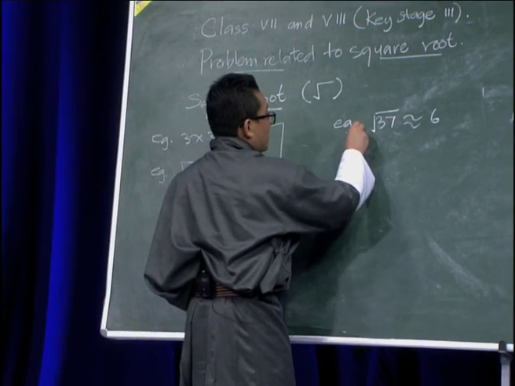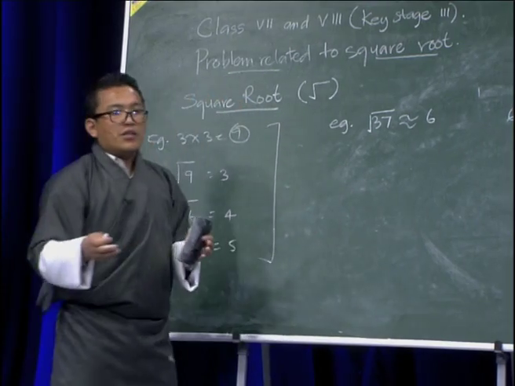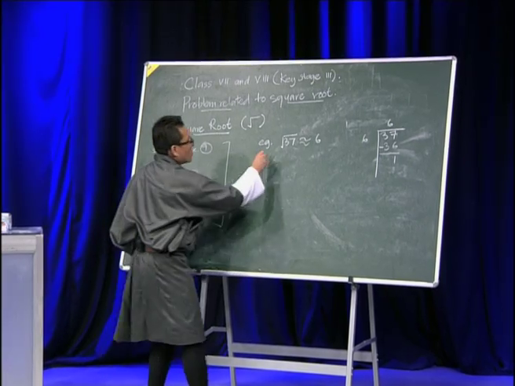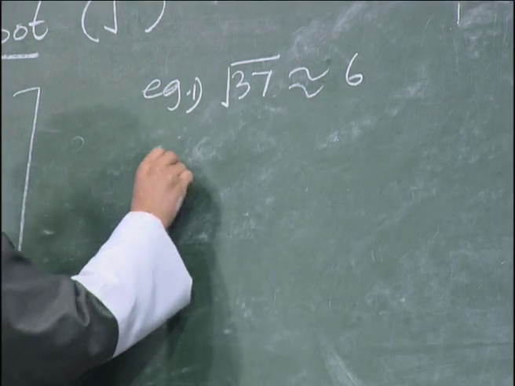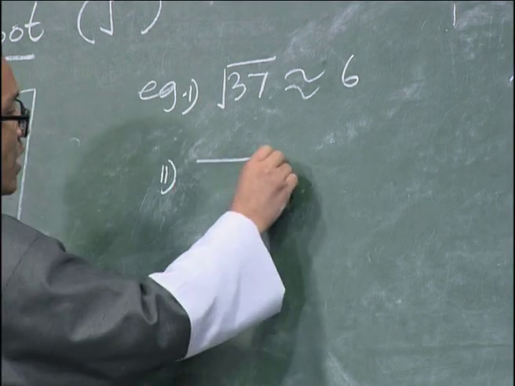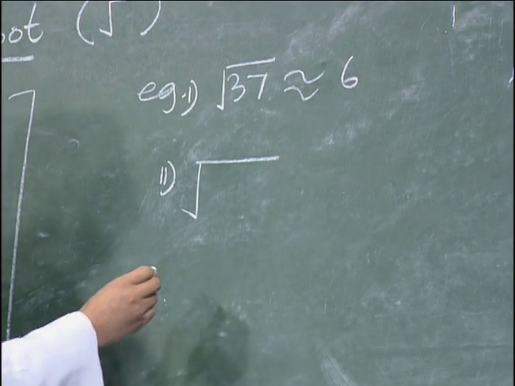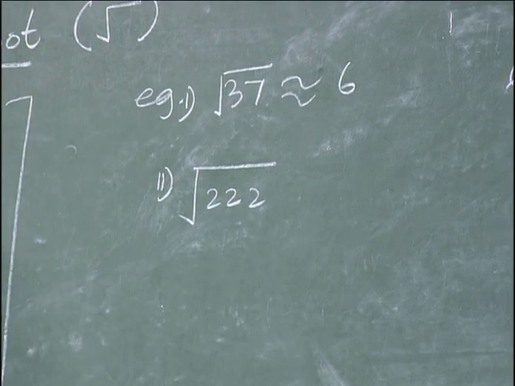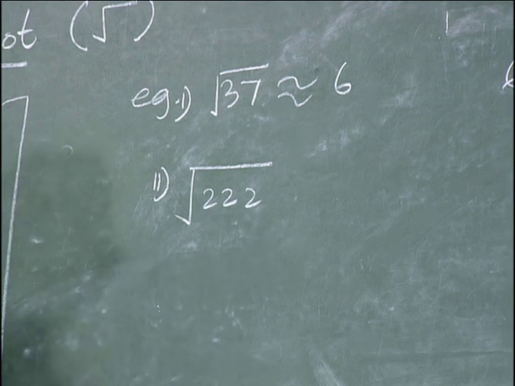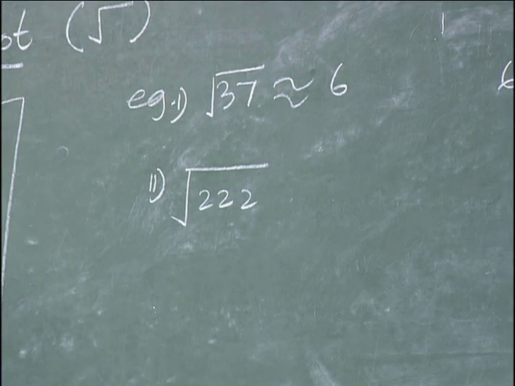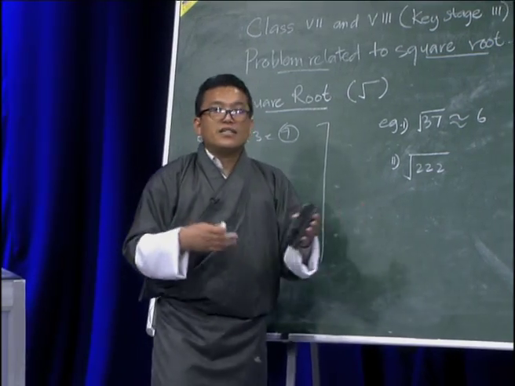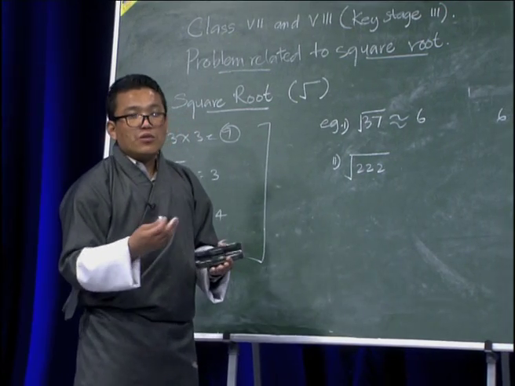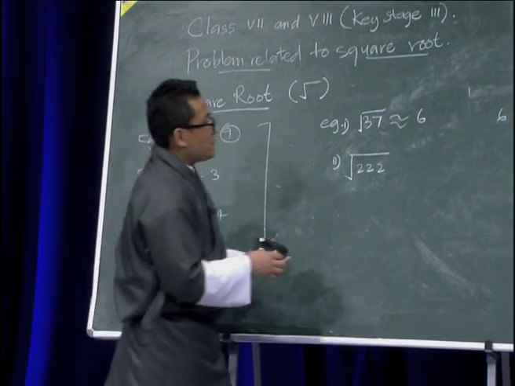Okay, let's see another example. In this example, let's take 3-digit numbers. Let's say this is example 1, this is example 2. This time we're going to take a 3-digit number. Let's say our number is 222. Now, we don't know if this number is a perfect square or not. If I knew it was a perfect square, I could take the number directly. But I don't know. Now I have to find the square root using the algorithm.